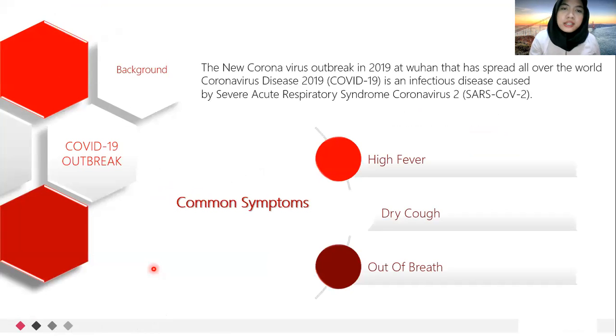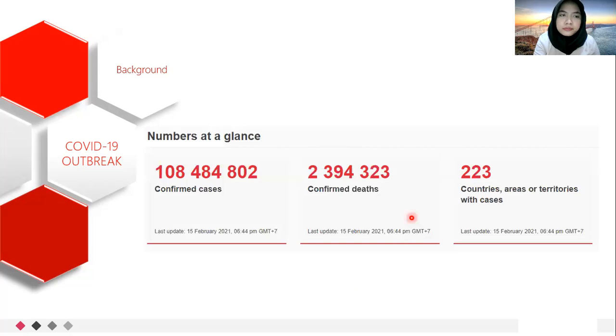For the background itself, as we may all know, the new coronavirus outbreak in 2019 at Wuhan has spread all over the world. Coronavirus disease, or COVID-19, is an infectious disease caused by severe acute respiratory syndrome coronavirus 2, or SARS-CoV-2 for short. The common symptoms recorded by WHO for people infected by coronavirus tend to be high fever, dry cough, and other breathing difficulties.